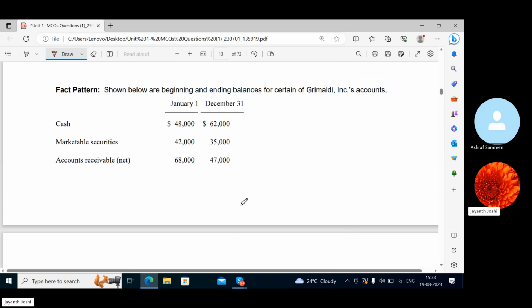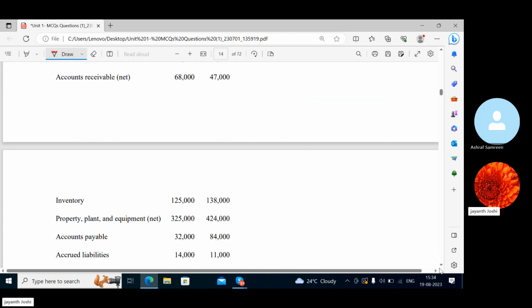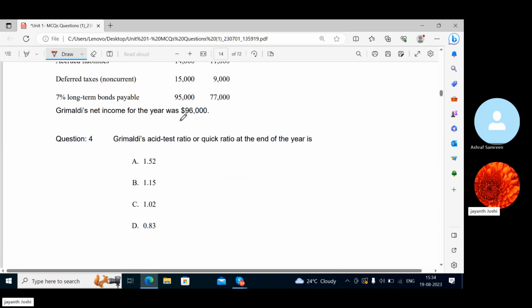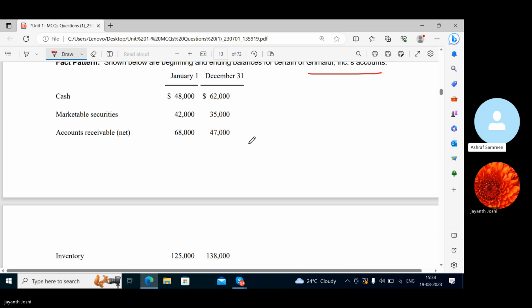Next question. Shown below are beginning and ending balances for certain of Grimaldi Inc.'s accounts. So these are the opening and closing balances. They have given the balance sheet, and net income also has been given. They are asking you to find out the current quick ratio. So can you do this?